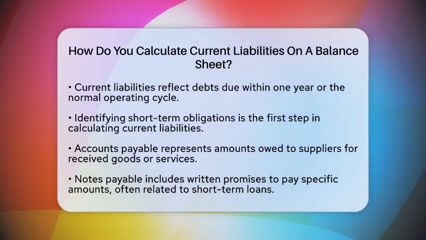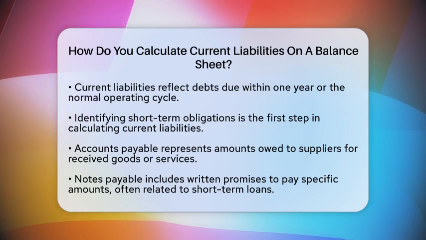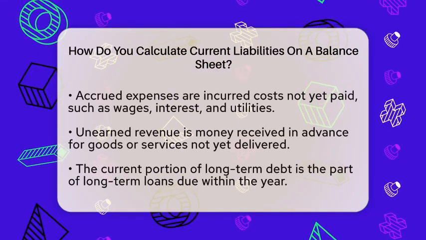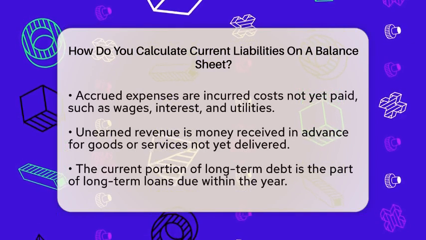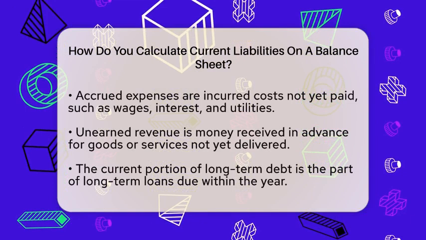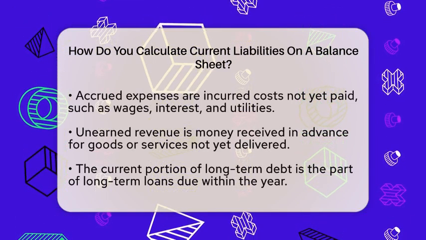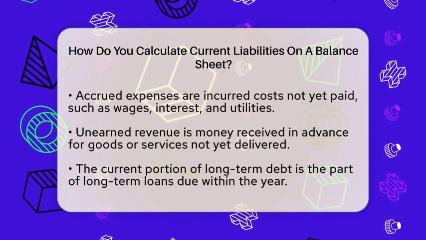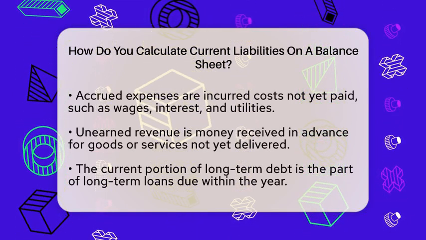Next, check for notes payable. These are written promises to pay specific amounts by certain dates, which may include short-term loans. Another important category is accrued expenses. These are expenses that have been incurred but not yet paid, like wages, interest, taxes, and utilities.